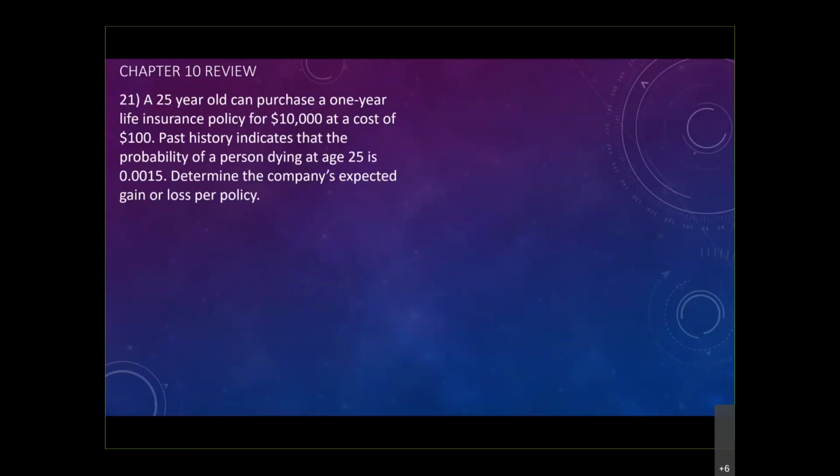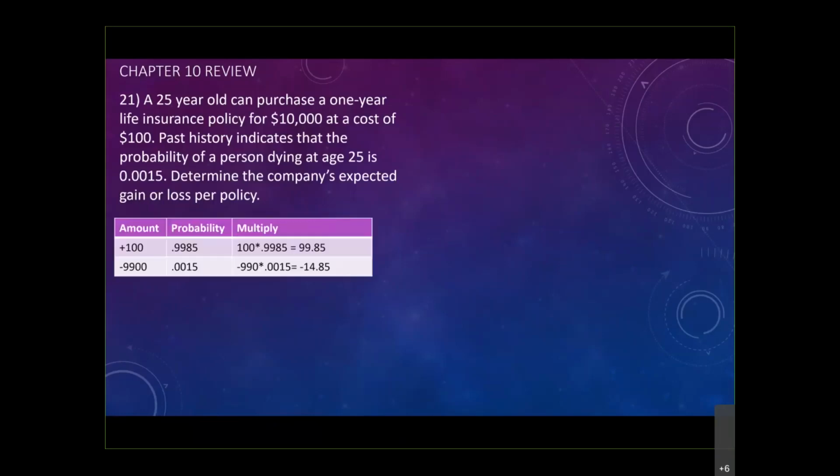So look at this here. If you remember, to find the expected value, this is what they ask you to do. For me, I make this table, the table of the amount that you gain and the amount that you lose. Your gain and your loss. So these are the three things that we need. We need the amount, and everybody see that the company will gain $100 for every policy that they sold.